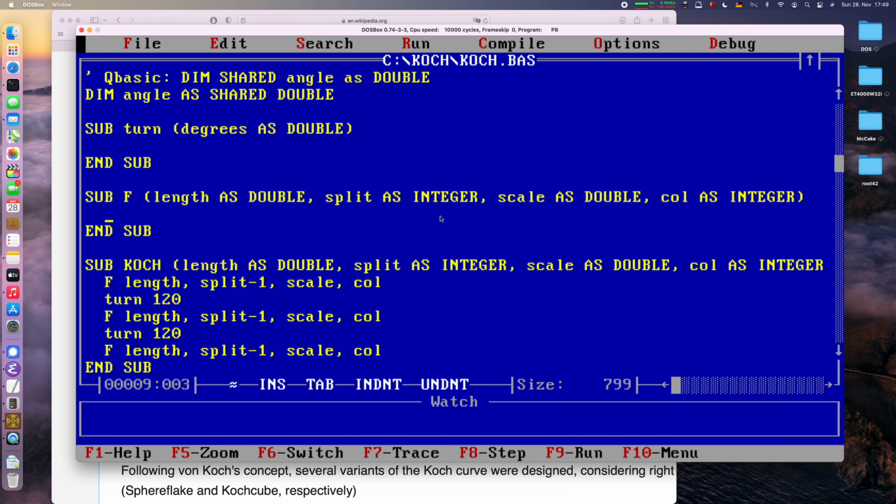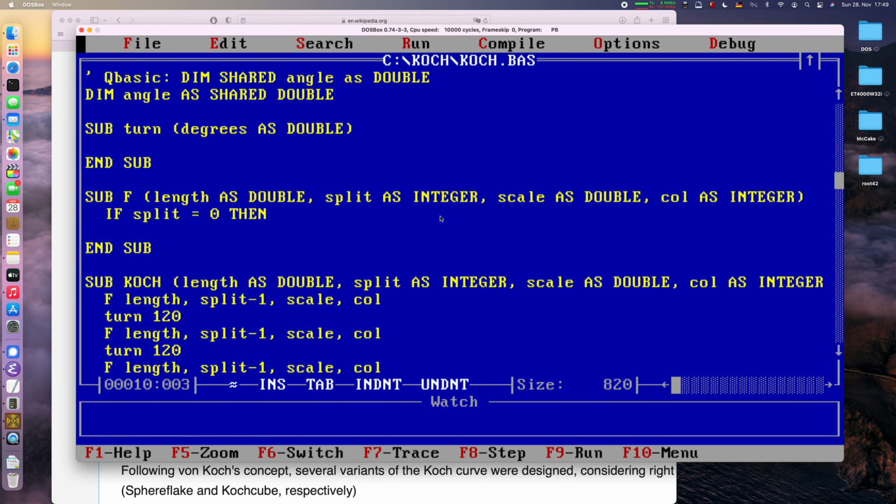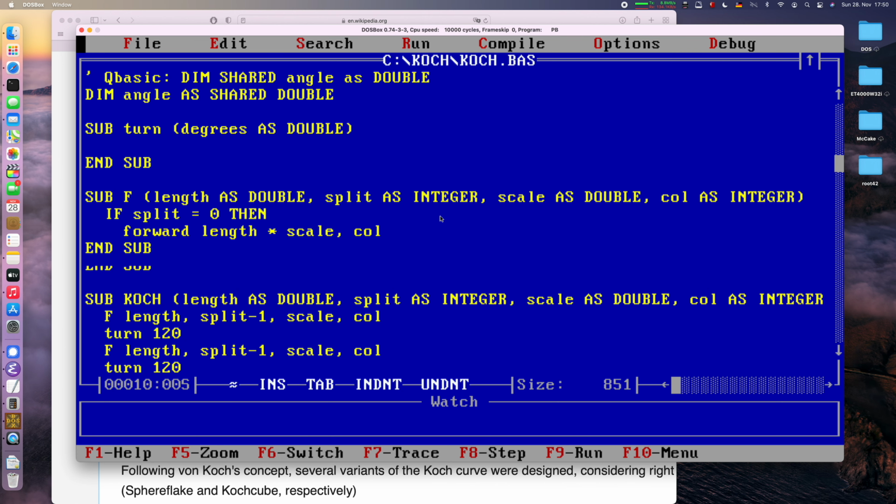The f function, well, first we need to deal with the recursion. If split equals 0, then we are at the end of our recursive procedure. Then we will simply do a forward movement, basically drawing a line, by length times scale. We could actually, in the end, probably factor scale and length out. That would probably be better, but I'm sticking with this now. You can optimize this at home. So let's do that with a certain color.